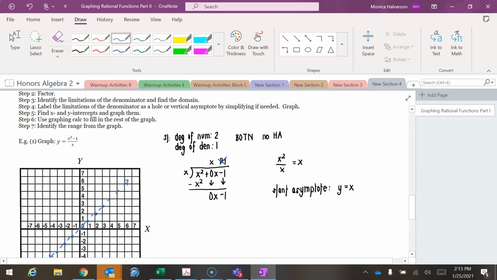All right, so step 2 requires us to factor. So here the only thing that's factorable is the numerator, x minus 1, x plus 1, all over x. Okay, so now we're in simplified form.